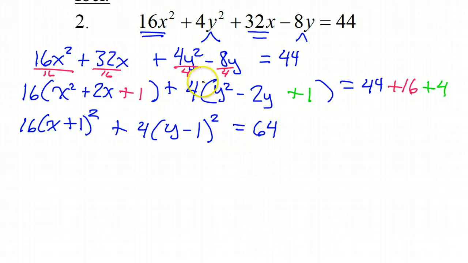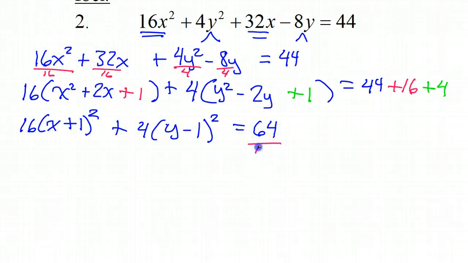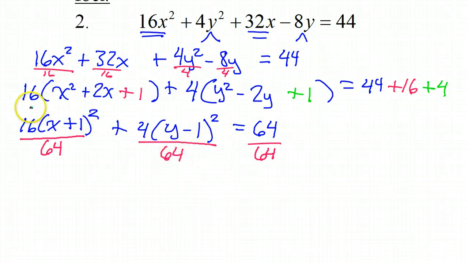Now, the model for an ellipse always has equals 1 in the standard form equation. So this 64 has to become a 1 somehow. So of course I'm going to get that by dividing by 64. But I have to do that everywhere. Everywhere. So I'm dividing everything by 64.